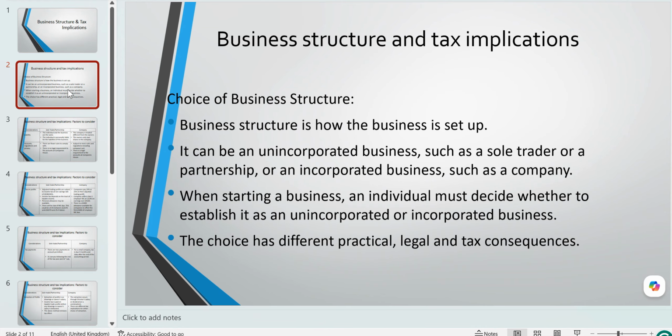Choice of business structure. Business structure is how the business is set up. It can be an unincorporated business, such as a sole trader or a partnership, or an incorporated business, for example, a company. When starting a business, an individual must decide whether to establish it as an unincorporated business or incorporated business. The choice has different practical, legal, and tax consequences.